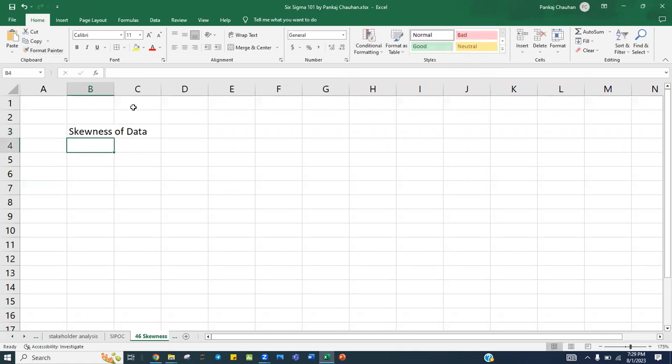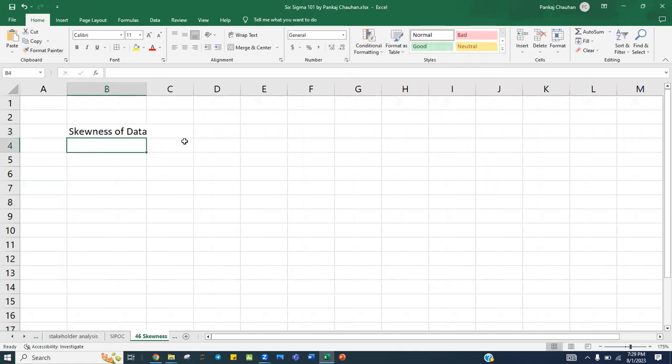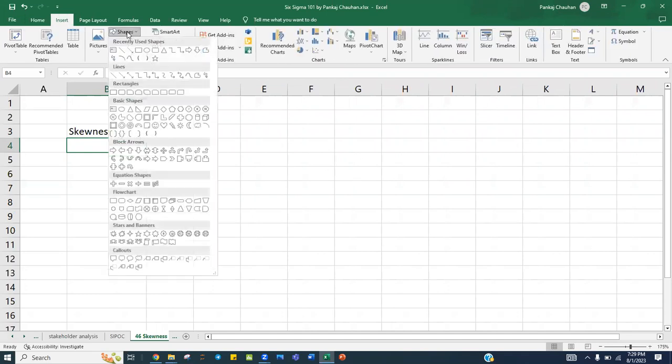What is skewness? Skewness means data is not perfectly centered. It is skewed either on the lower side of the mean or maybe the upper side of the mean value. So what is the expectation from the data?